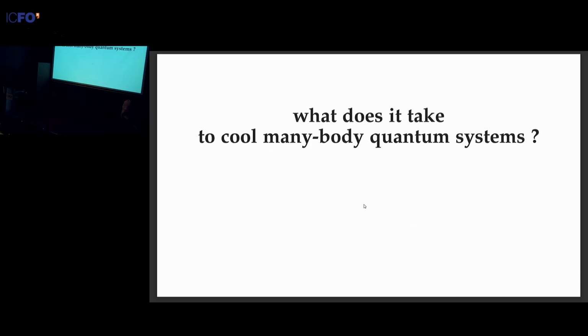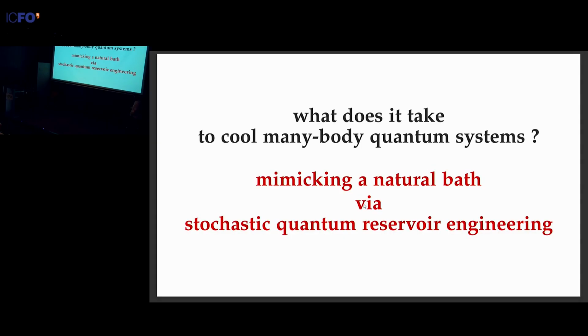Okay, so let me wrap up and summarize what it takes to cool a many-body quantum system. So we want to mimic a natural bath, a cold bath. But in order to mimic not just a cold bath, but really a natural bath, it means we need stochastic quantum reservoir engineering.